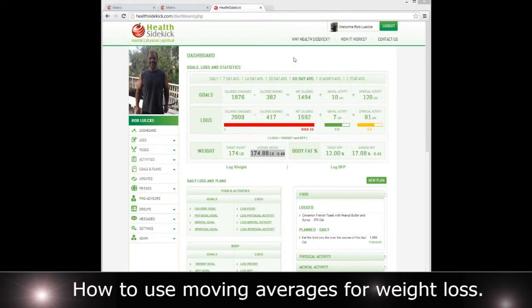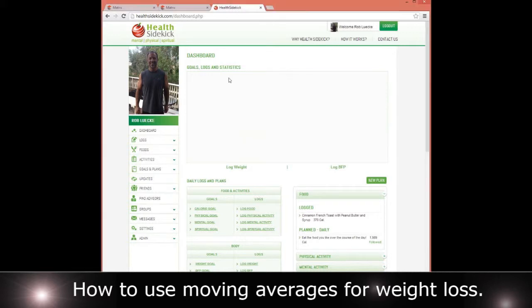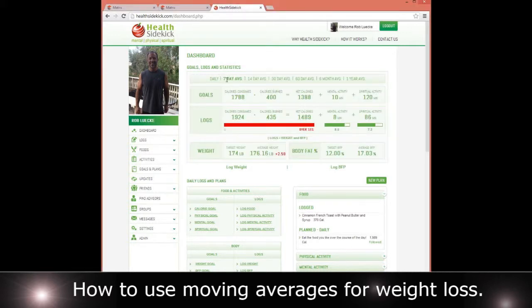So how do you use them for weight loss? The best thing that you can do from a weight loss standpoint is to look at the shorter term averages, the 30-day and the 7-day AVGs, as alerts. What am I doing wrong? What am I doing right? What am I doing wrong that increased my weight? Because what this tells me right here is that over the last 7 days, on average, I've weighed 2.5 pounds more than I weighed in the previous 7 days.